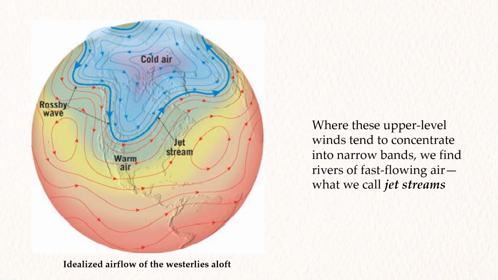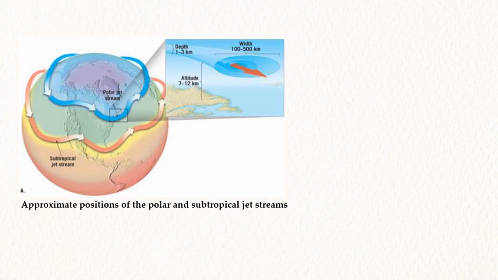It's where you can see upper level winds tend to concentrate in narrow bands. We find rivers of fast flowing air. That's what is termed jet streams. So this is the cold air. For the jet streams, we're still talking about this fast flowing air that travels.